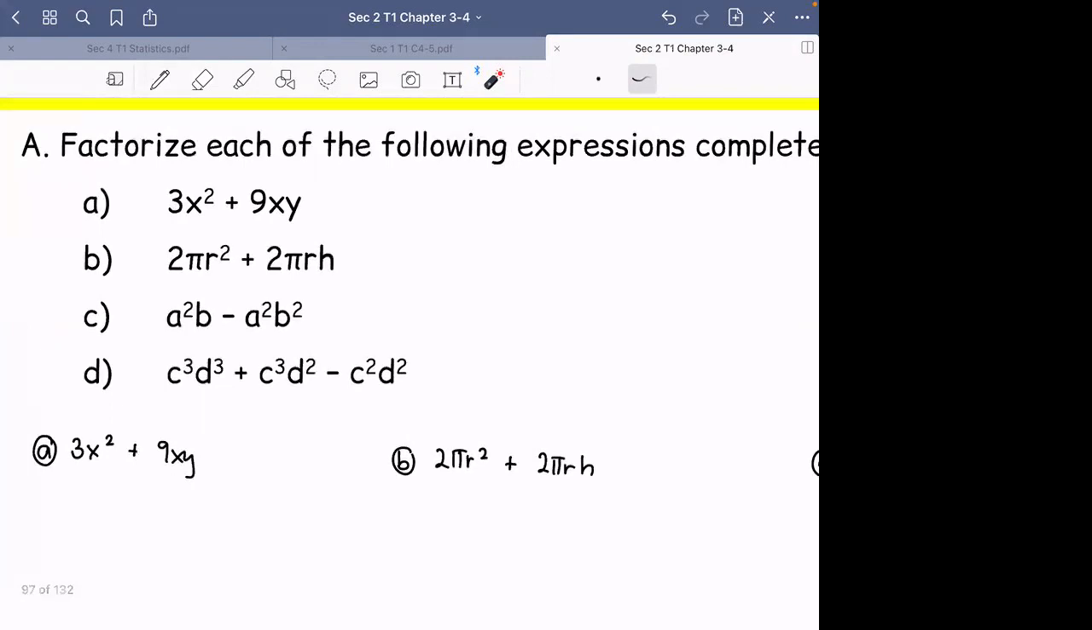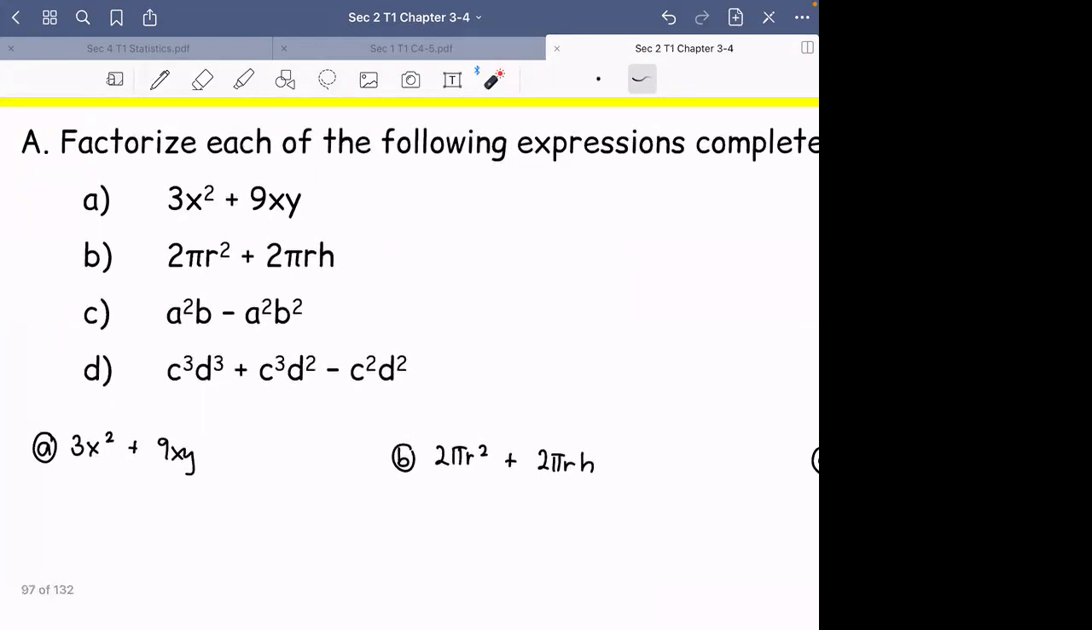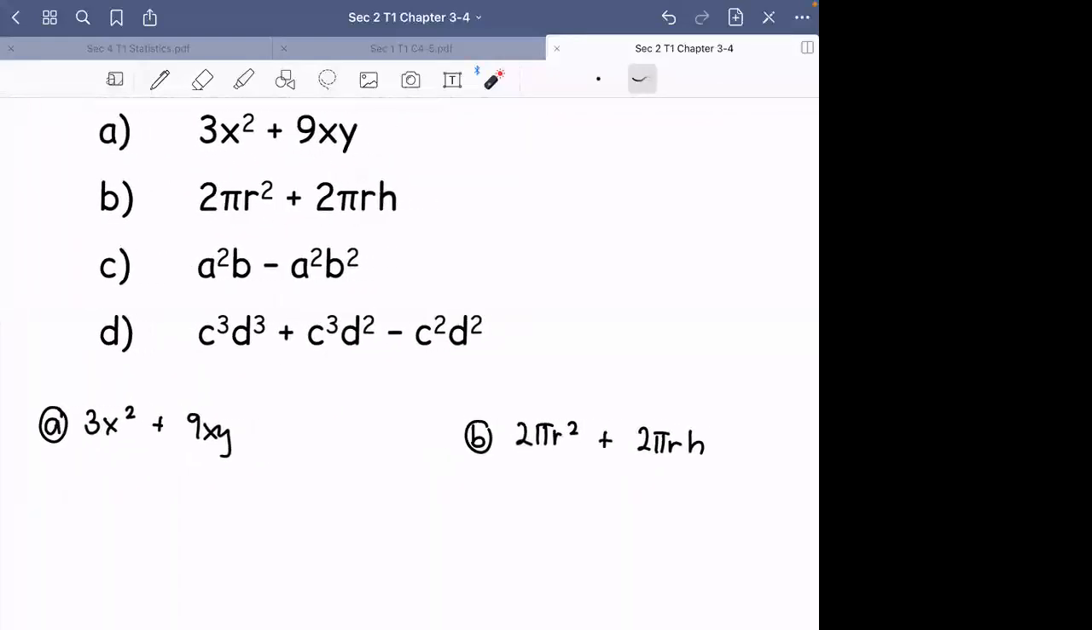Now, let's factorize each of the following expressions. Let's have letter A: 3x squared plus 9xy. What do you think is the common factor of this expression? Observe the numbers first. What is the HCF of 3 and 9? Basically it's 3, right? And what common factor can we put here besides 3?